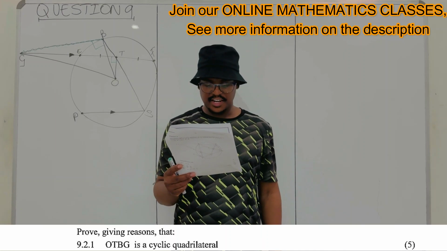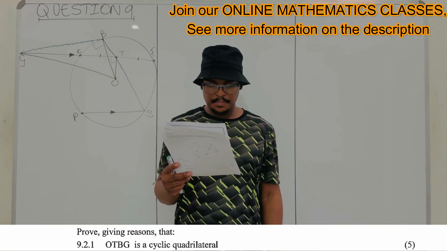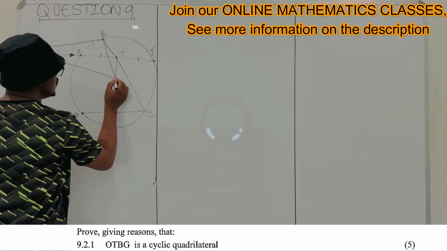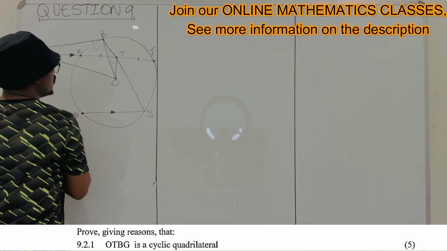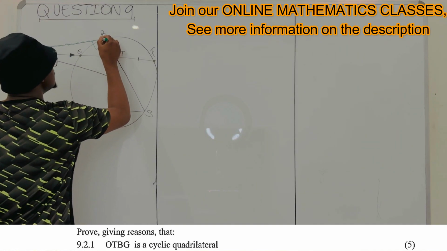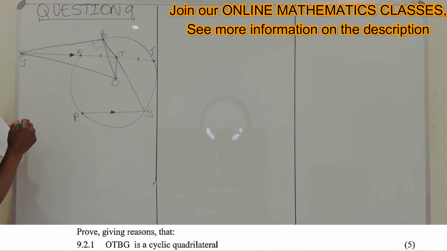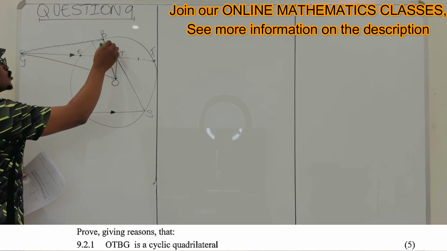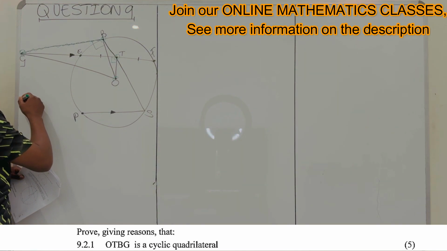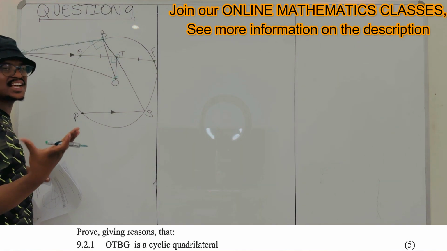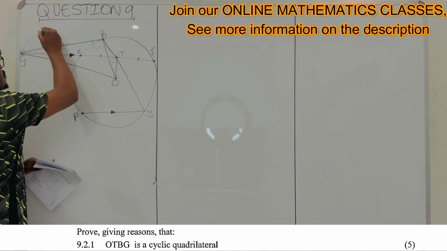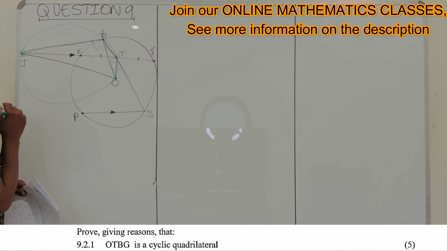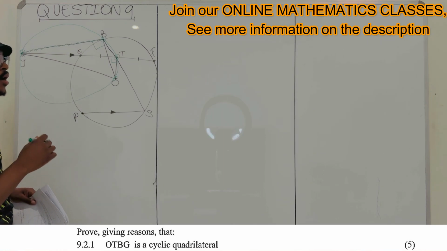They are saying, prove, giving reasons, that OTBG is a cyclic quadrilateral. So what does it mean to be a cyclic quadrilateral? It means there is a circle that joins all these 4 points nicely. There is a circle of a perfect radius that can join all these points, which means you can say there's a circle like this that connects all these points. So how do we prove that?